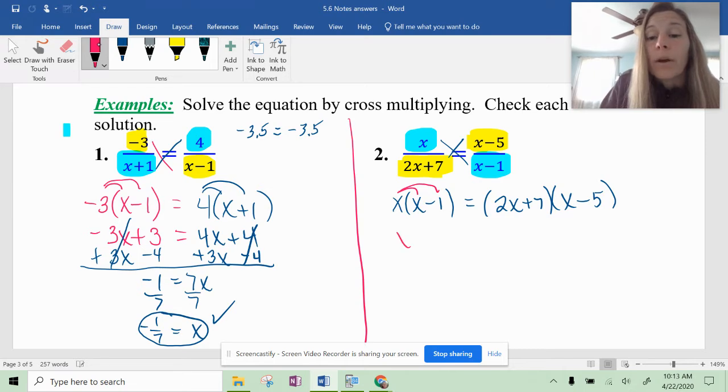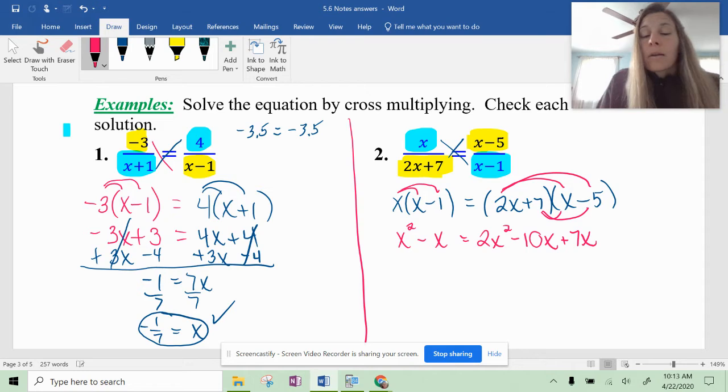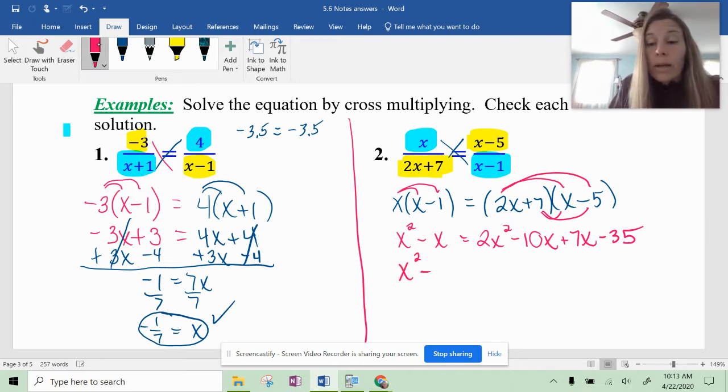Now, when you multiply binomials together, you're going to have to do FOILing, or using the distributive property. So on the left side here, I have x squared minus x. And then on the right side, I'm going to have 2x squared minus 10x plus 7x minus 35. Of course, at this point, we want to combine any like terms. So x squared minus x equals 2x squared, and these two here are going to give me negative 3x minus 35.